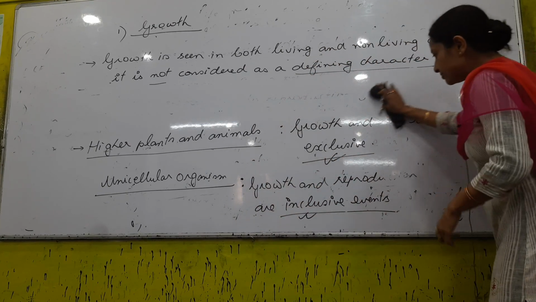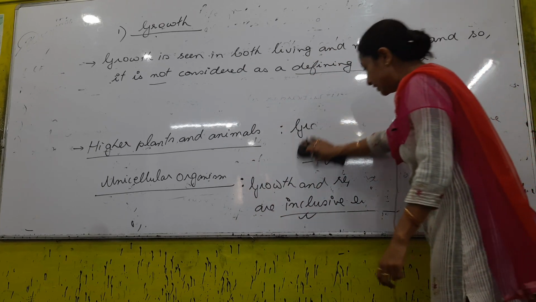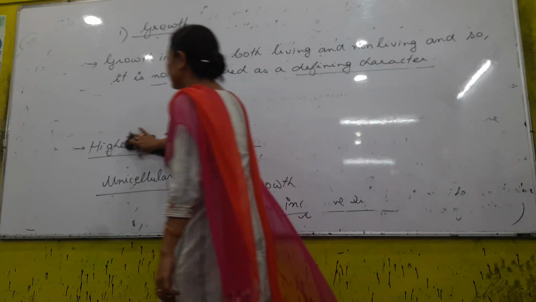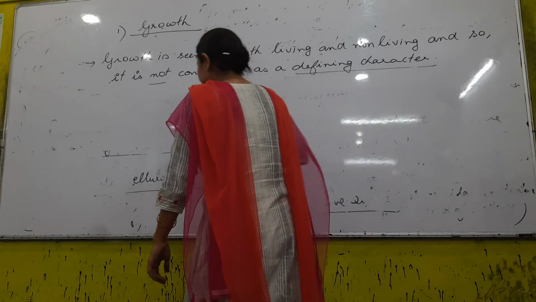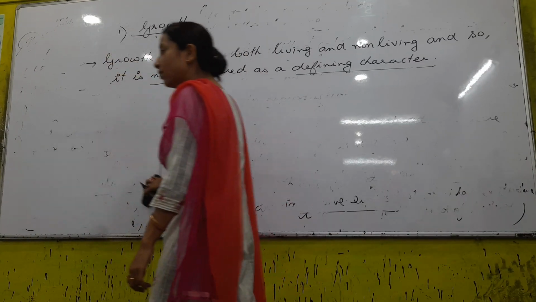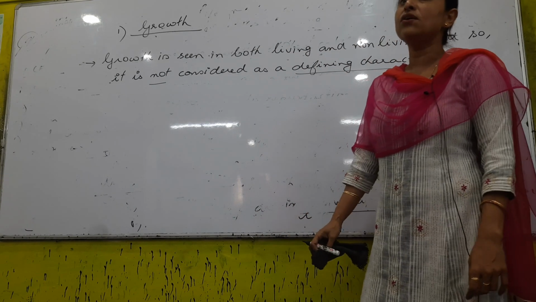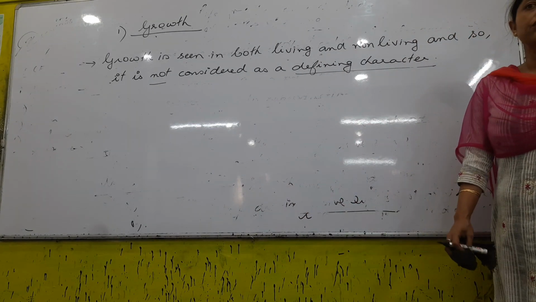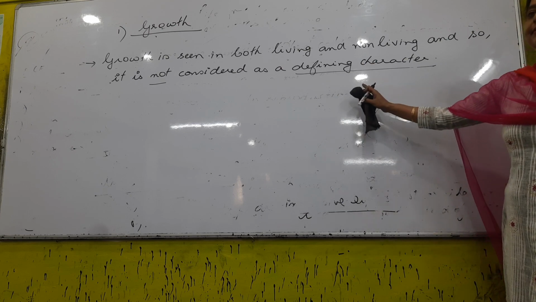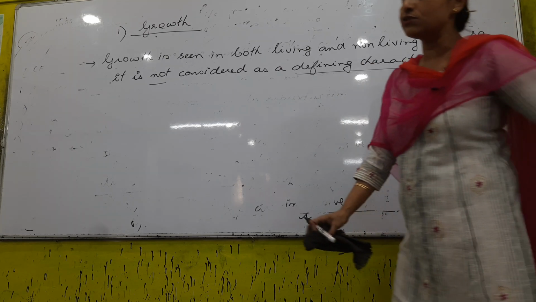Next, characters: defining or non-defining, we have to study. As I have already said, the question is: growth is considered a defining characteristic of living, and non-defining. Next could be, why is growth considered a non-defining character? The reason is that non-living things also grow, right?